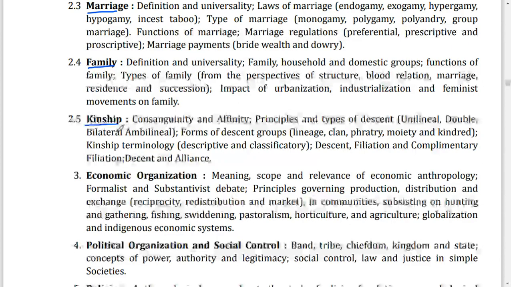2.5 Kinship, consanguinity and affinity, principles and types of descent: unilineal, double, bilateral, ambilineal. Forms of descent groups: lineage, clan, phratry, moiety, and kindred. Kinship terminology, descriptive and classificatory. Descent, filiation and complementary filiation, descent and alliance.